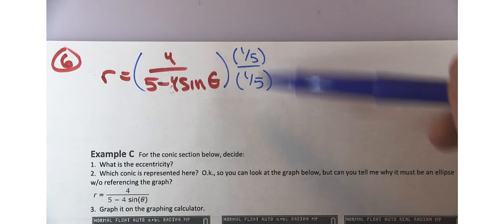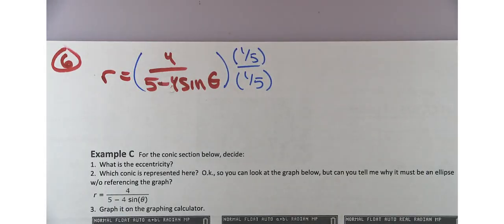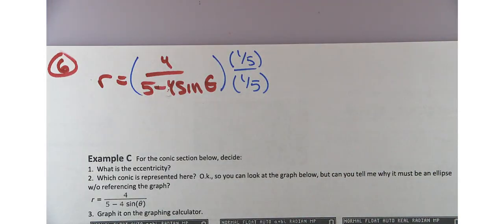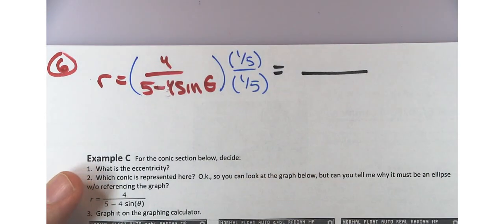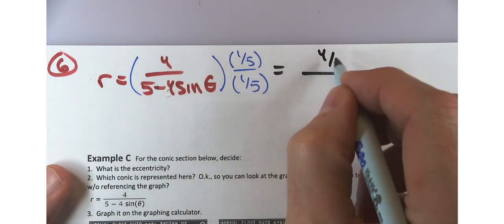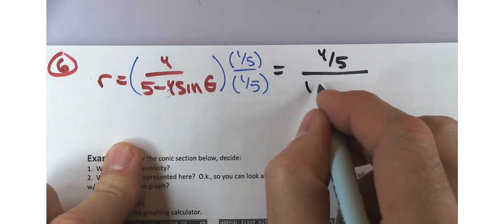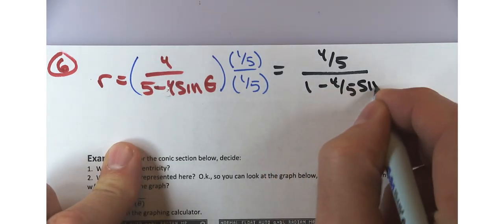What's the net effect of multiplying by 1/5 over 1/5? When you multiply by something like this, what does that reduce to? 1. So I'm not changing the value of anything. I'm just making it look different by multiplying it by this peculiar form of 1. What's on top? Could be 4/5. How about in the denominator? What's in the denominator? Yeah, 5 times 1/5 is going to be a 1 minus 4/5 sine of theta.